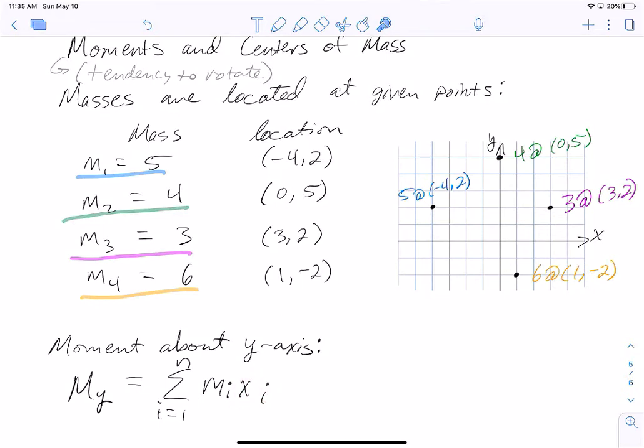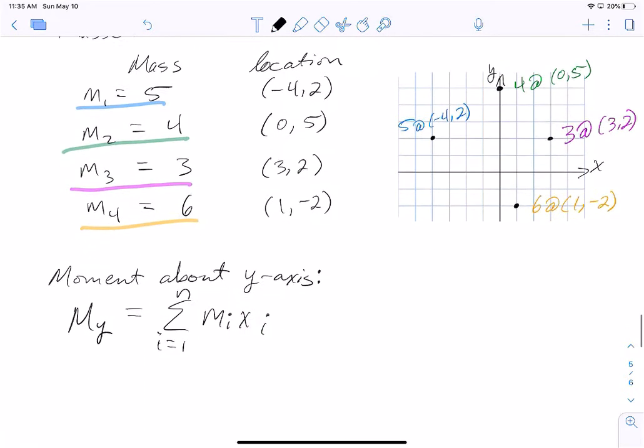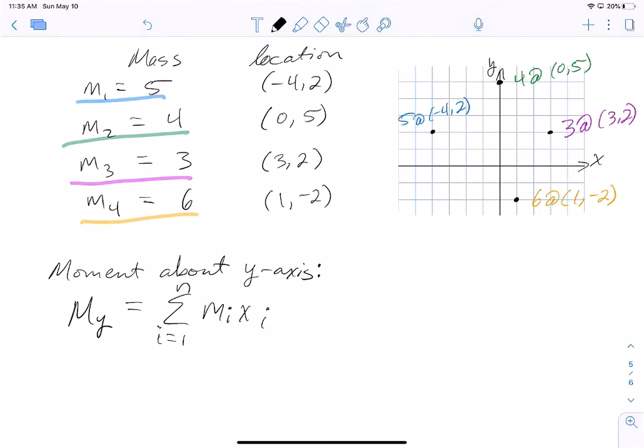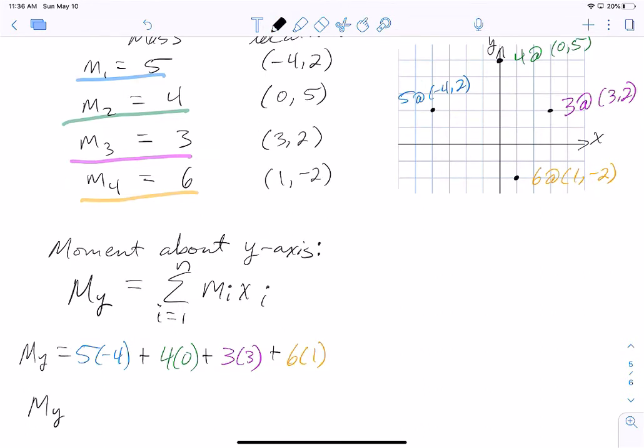So in our case, that looks like 5 times -4 for the first mass, 4 times 0 for the second mass, which is on the y-axis, so the distance is 0, 3 times 3 for the third mass, and then 6 times 1 for the fourth mass. Adding those together gives us m sub y is equal to -5. That the moment about the y-axis is negative means it wants to flip to the left.